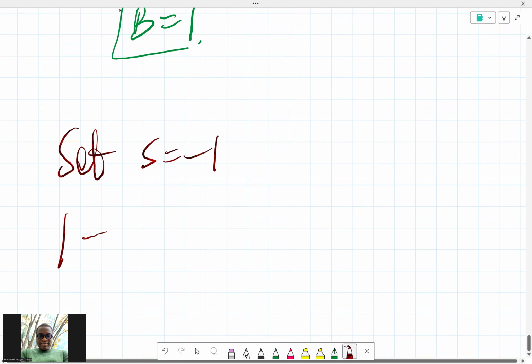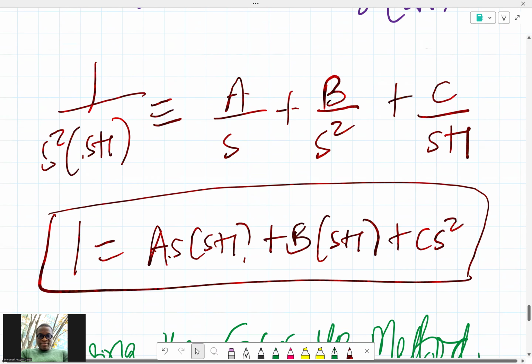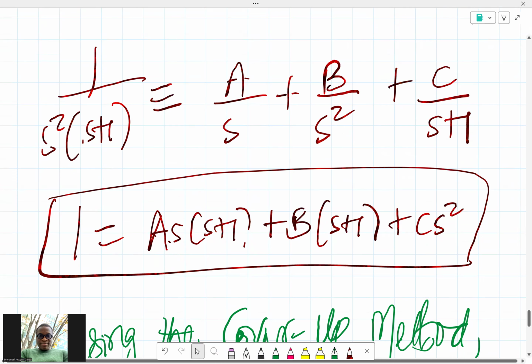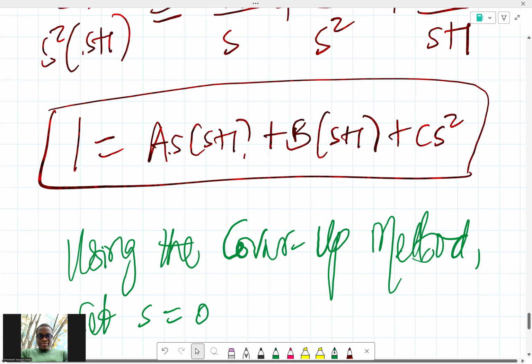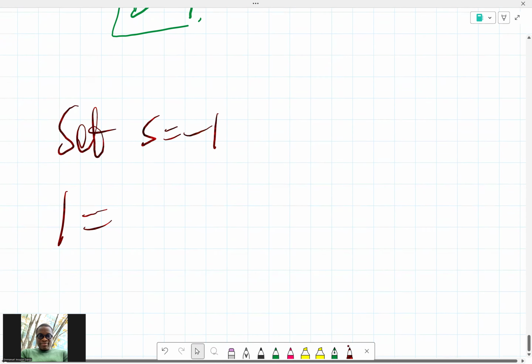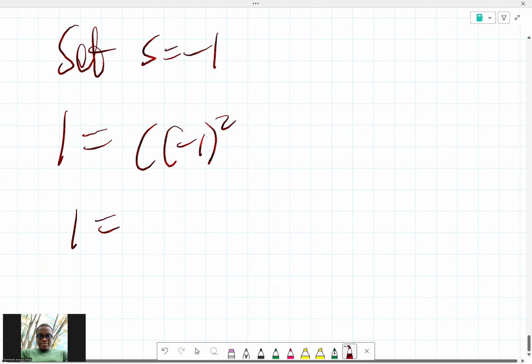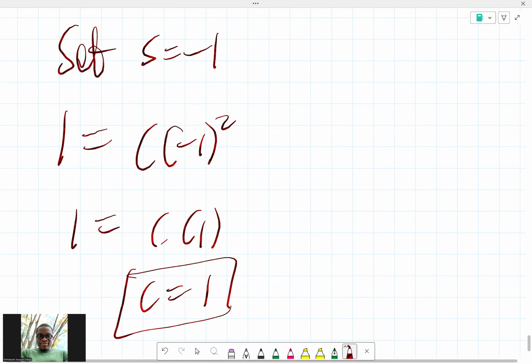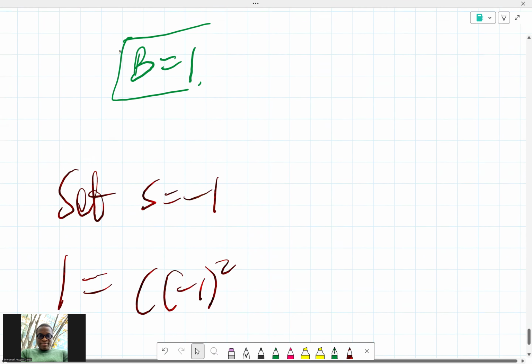On the left we just have 1, nothing, there's no s with that. Then on the right, this will go, a will go, b will go. So we just have c into minus 1 squared, that's s squared. So 1 is equal to c into 1. That's c simply equal to 1. So b is 1, c is 1.